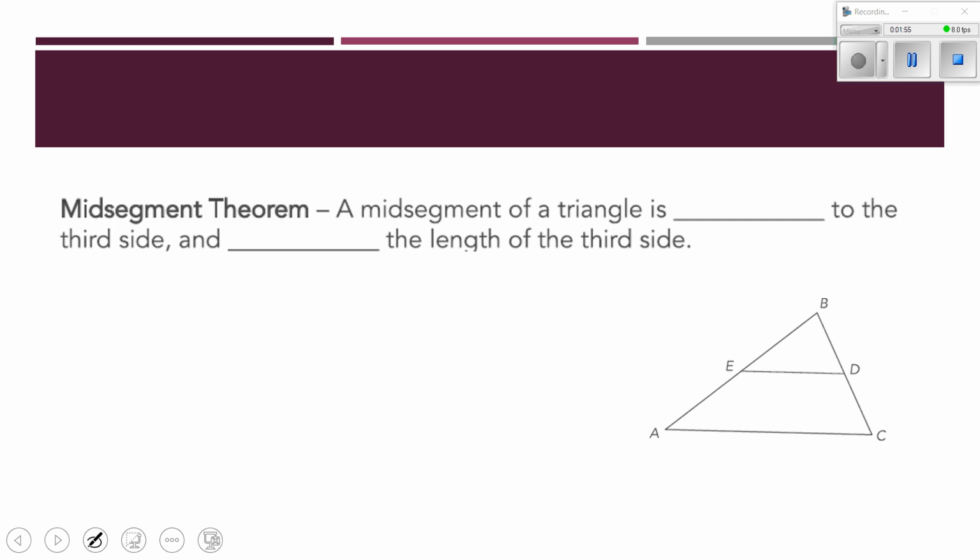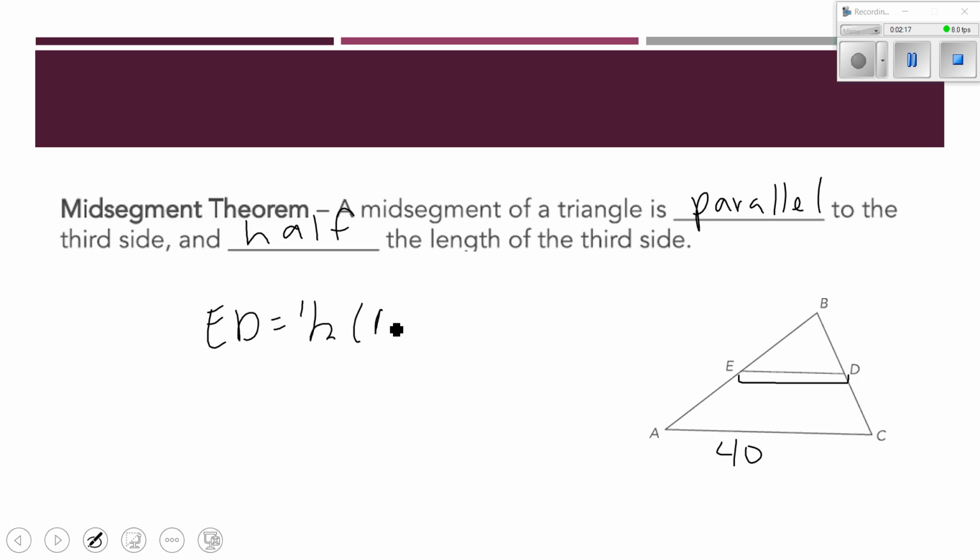Now the midsegment theorem is just to tell you that a midsegment of a triangle is going to be parallel to the third side, and it's going to be half the length of the third side. So again, if this right here is 40, I would find the length of ED by saying ED is equal to half of AC, or question mark is equal to 1/2 of 40. So ED is 20, and I know this length right here is going to be 20.